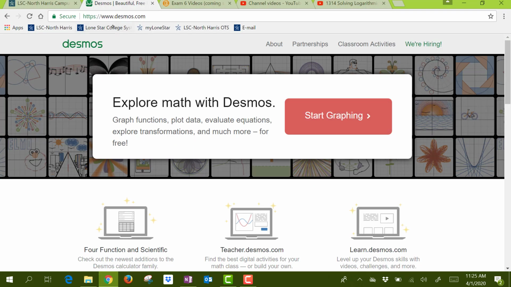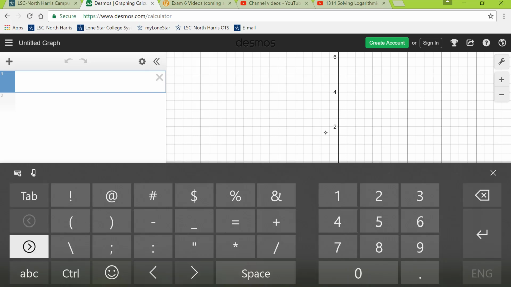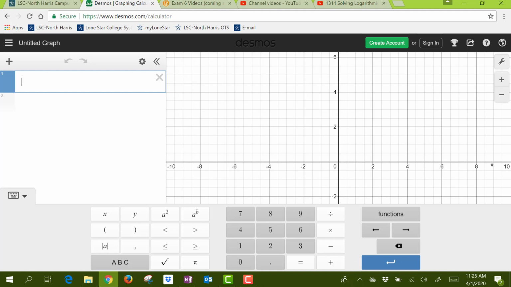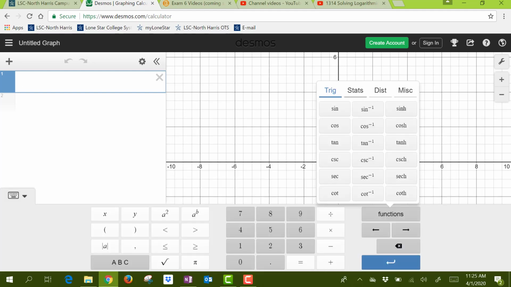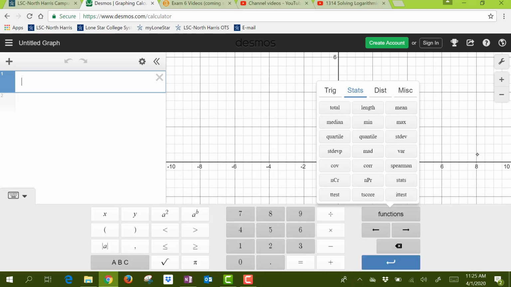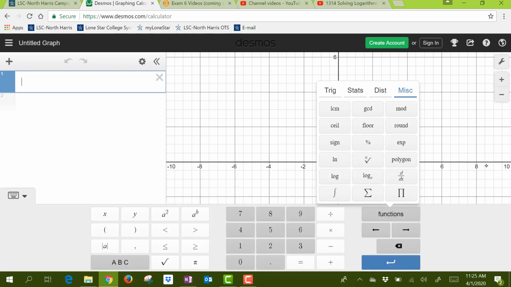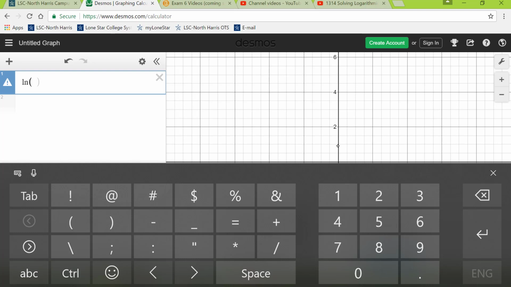So I'm going to go to desmos.com. I'm going to click on Start Graphing. And I'm going to go to the keyboard on Desmos. And I'm going to go to Functions, and then click on Miscellaneous. We're going to go to Natural Log, and I'm going to type in 15.